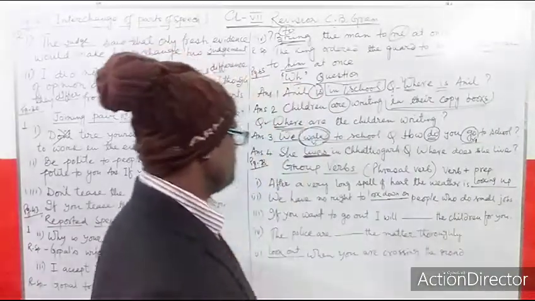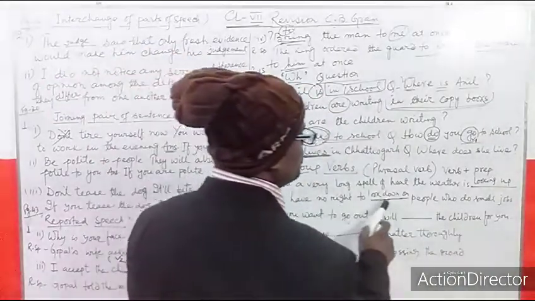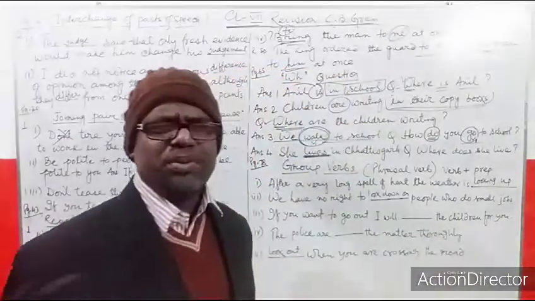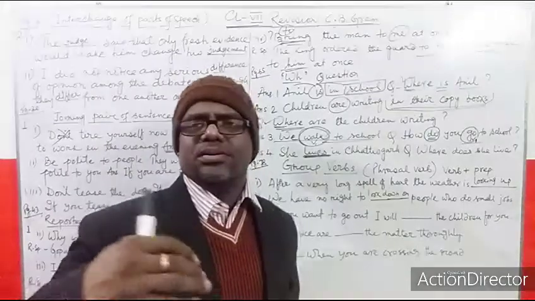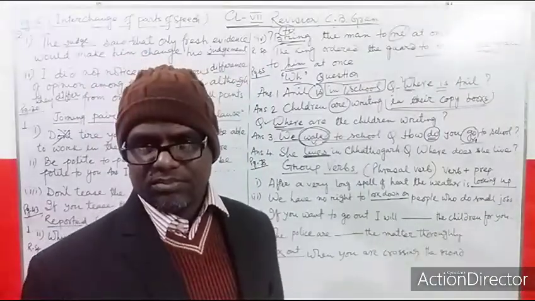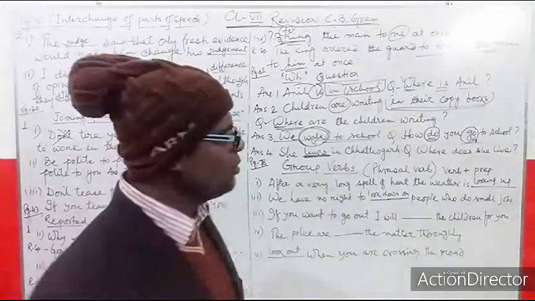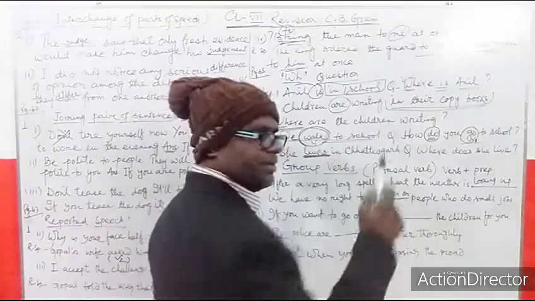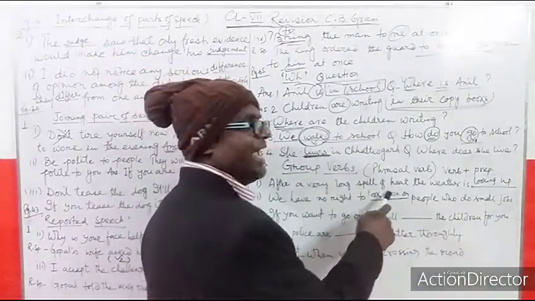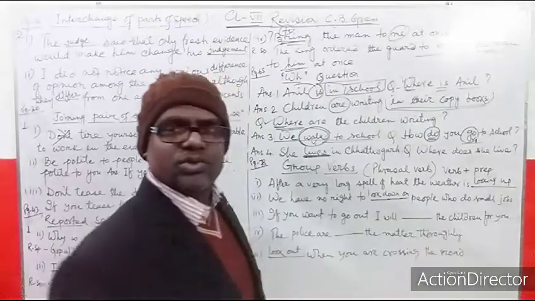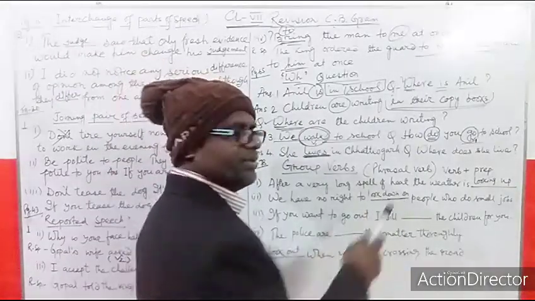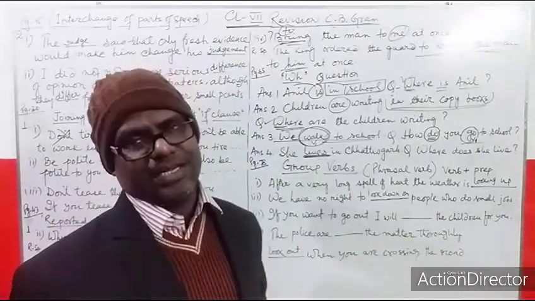Okay? We have no right to look down on people who do small jobs. There are so many people who do the small jobs. We should not hate them. So instead of hate, we are writing what? Look down on. So same meaning, hate. We have no right to hate people. So instead of writing hate, we can use what? Look down on. Same meaning. Look down on means hate.